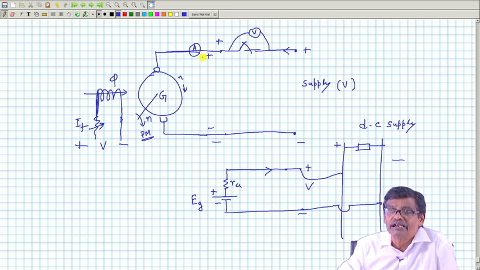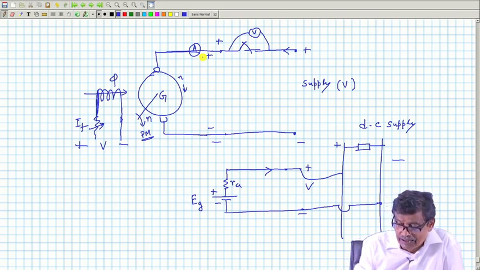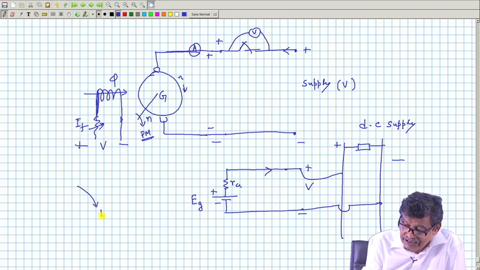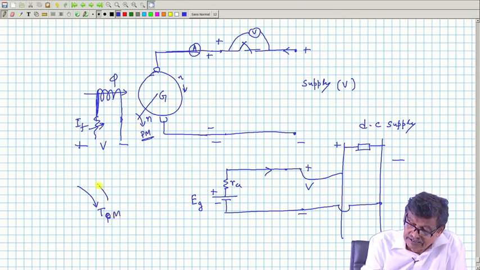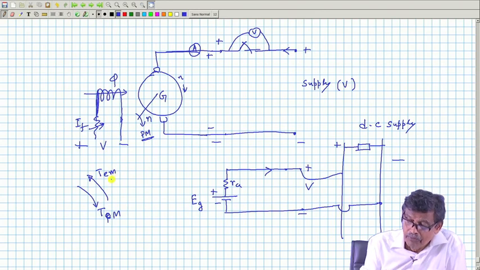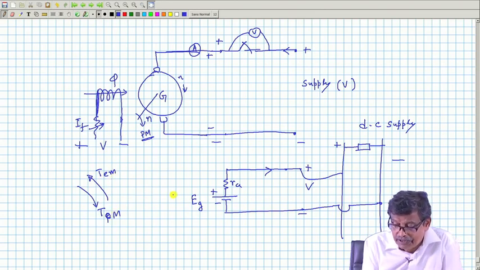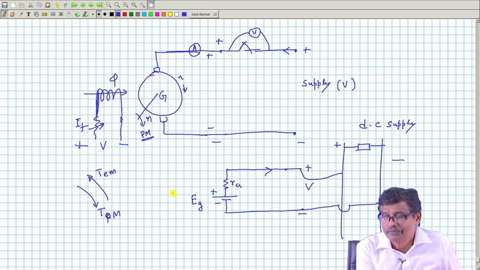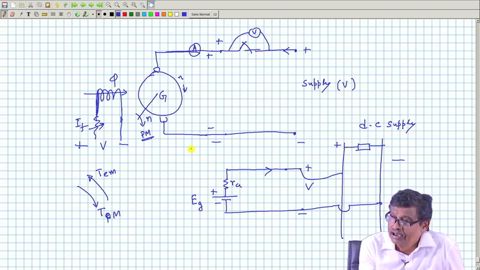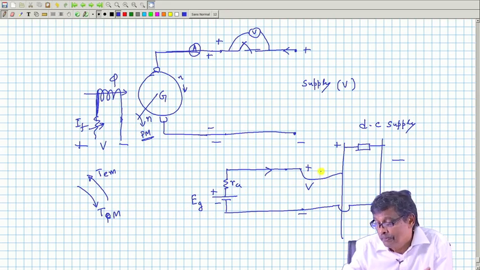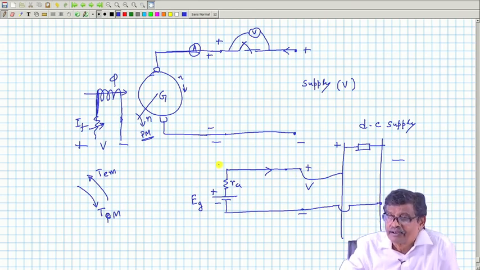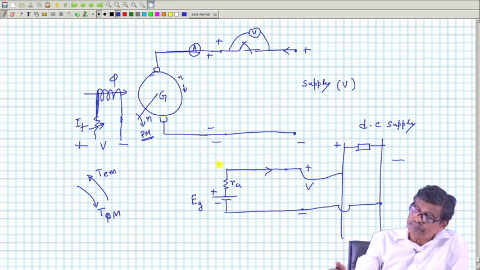Got the point? In case of a generator, electromagnetic torque and prime mover torque are in the opposite direction. This is prime mover torque for this generator, this is electromagnetic torque. Now, suddenly I say T p m is disconnected, no prime mover, then what will happen? It will decelerate, speed will fall, E g will fall, so that V will become greater than E g at some time, and then it will start drawing current from the bus.